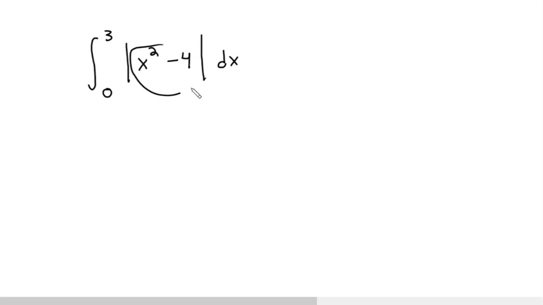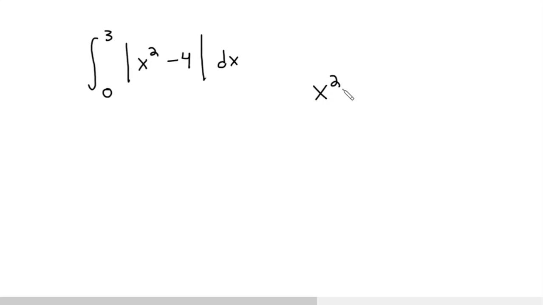Okay, so this is probably the weirdest one of all. I definitely get asked this one a lot, so just bear with me on this. So 0, 3, and then we do the absolute value of x squared minus 4. Okay, so absolute value is a weird thing because there is no rule for integrating absolute values. But when you see an absolute value, what you have to do is take the part that's in the absolute value, and see where is it positive and where is it negative.